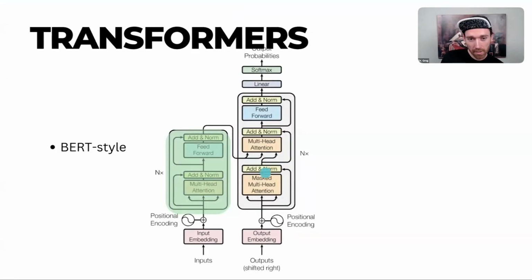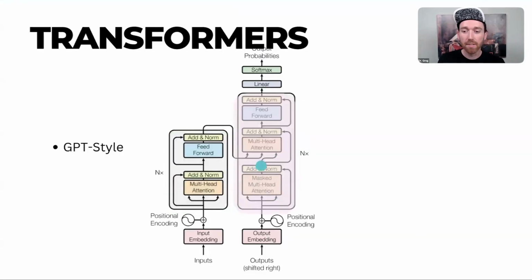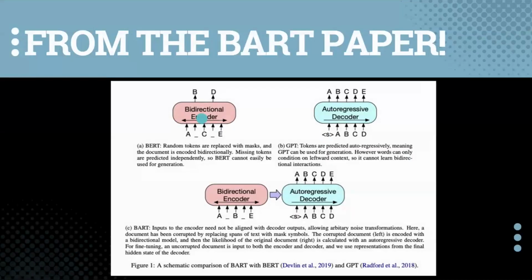BERT. You see I'm cutting this thing off here? This is just BERT. Okay. GPT. Now, from the BART paper, they literally talk about it like this. There's a bidirectional encoder and there's an autoregressive decoder.